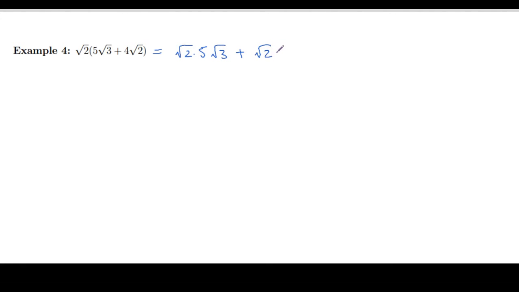So root 2 times this. And now we can combine like terms together. So this one would be 5 root 2 times 3 root 6, and then 2 times 2. Root 2 times root 2 is 2, so 2 times 4. So this would be 5 root 6 plus 8. And there's no more simplification we could do for this one.